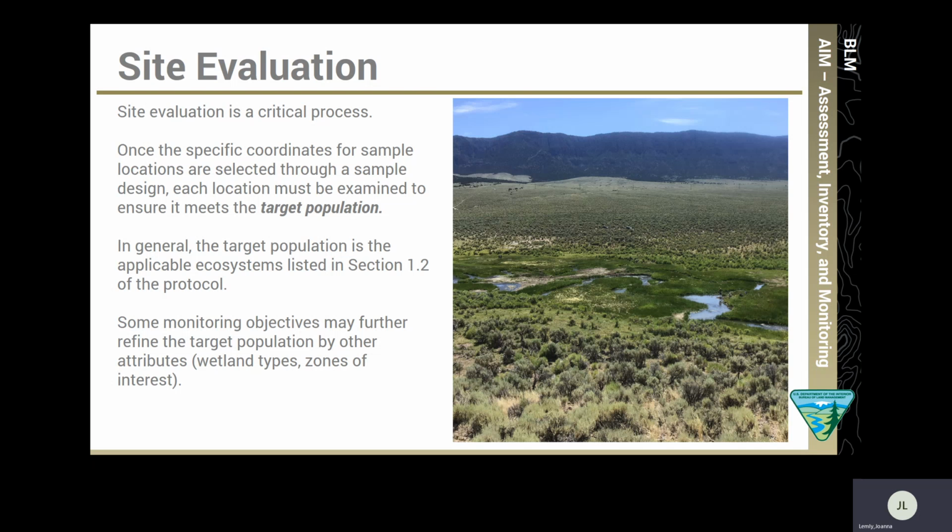Each potential sample location should be evaluated through a two-step process of office evaluation followed by field verification. The site evaluation process is particularly important for random designs that will be used to estimate the range of condition across a population of interest. There is more flexibility in evaluating targeted sites, which are selected for specific management objectives.